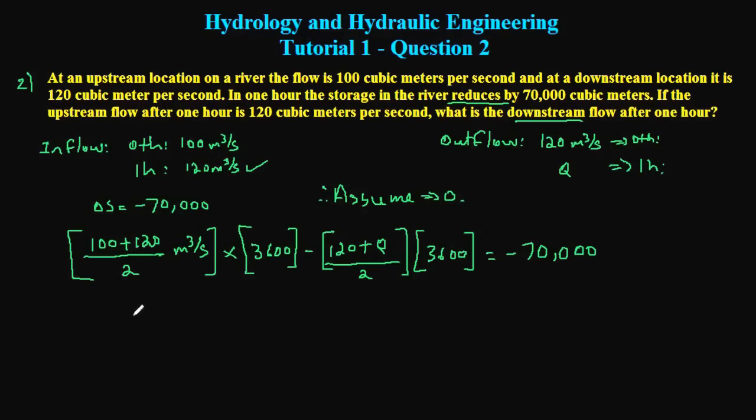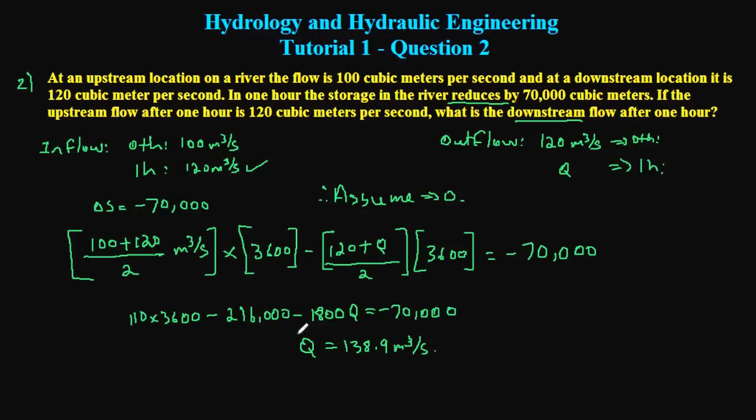So if we reduce this down, it becomes 110 times 3,600, which is 216,000. Remember, the minus takes into account this number and this variable: minus 60 times 3,600, which is minus 1,800 Q... If we solve this out, we should get Q is equal to 138.9 meter cubed per second.